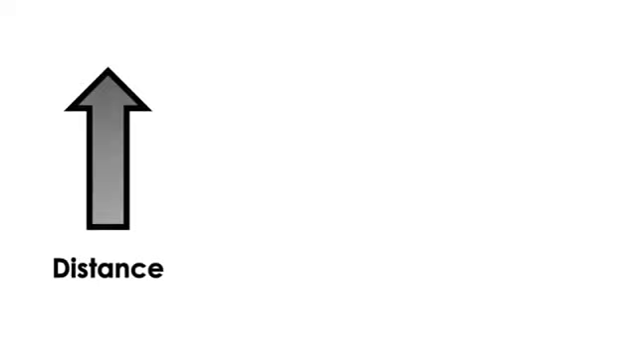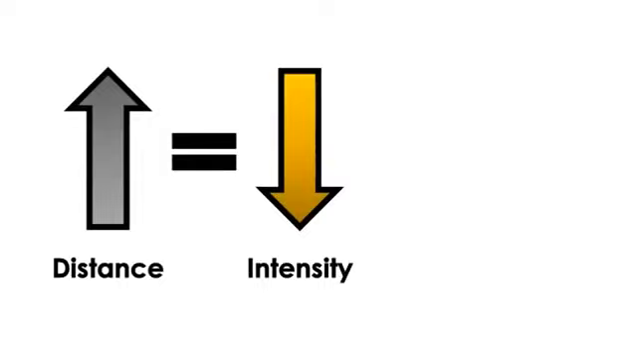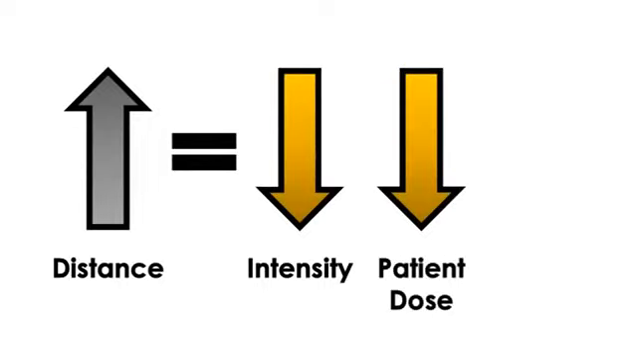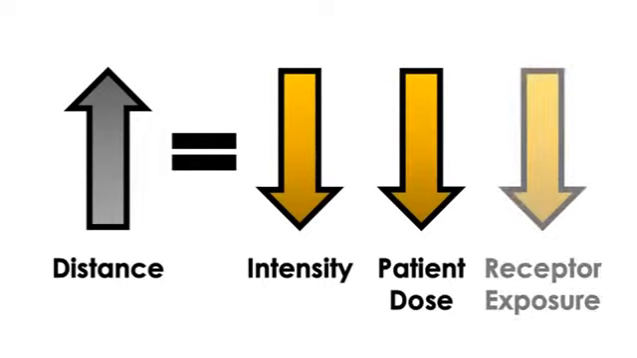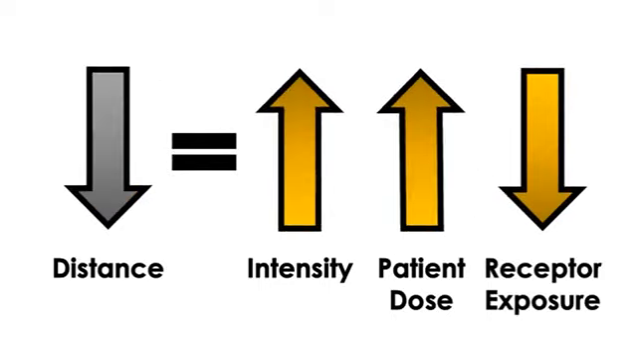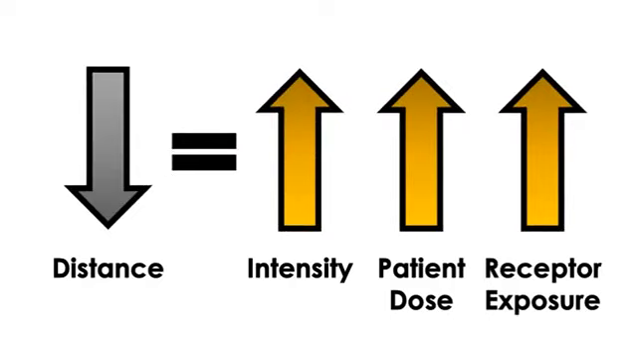So all of these relationships follow the inverse square law. If we increase the distance, the beam intensity at the patient decreases, the patient dose decreases, and the receptor exposure decreases. Of course, the opposite is also true. If we decrease the distance, in other words, if we move the X-ray tube closer to the patient, the intensity at the patient increases, the patient dose increases, and the receptor exposure increases.